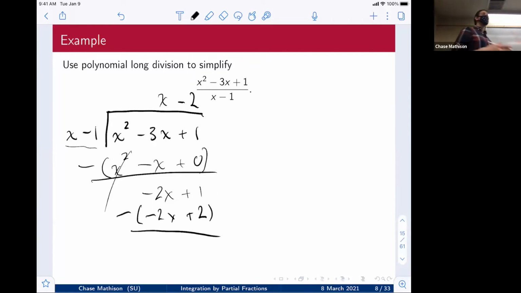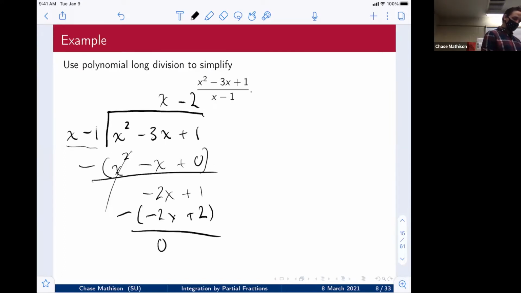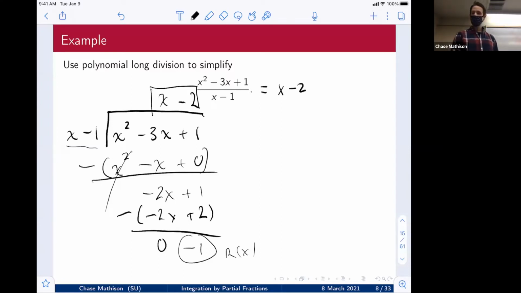Okay, so minus 2x minus minus 2x. Again, because of the way we chose minus 2, that has to be 0. So 0. And then 1 minus 2 is minus 1. Okay, so this is the remainder. In that previous slide, I called that r of x. And so that means this is equal to, well, whatever we get right here, x minus 2 plus the remainder. So plus the remainder, which is just minus 1.